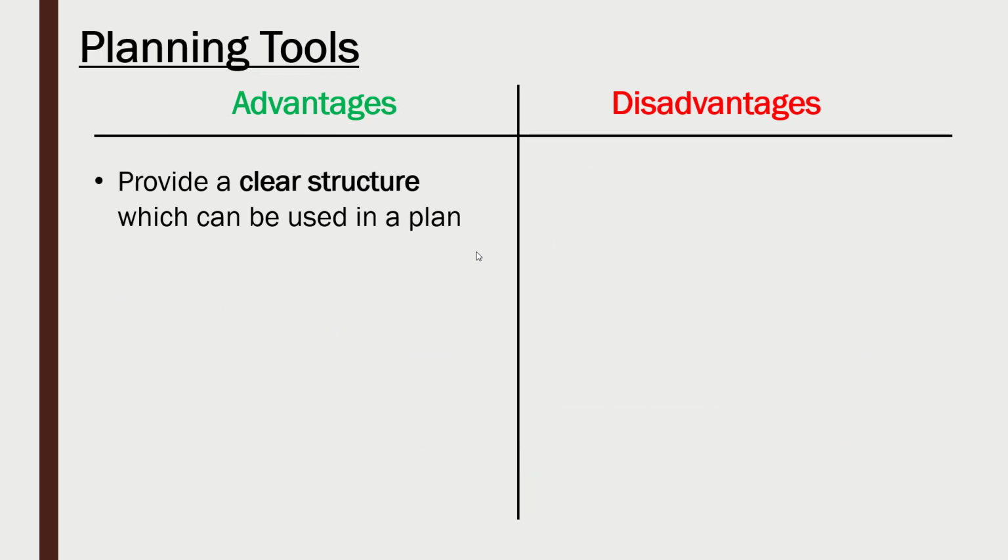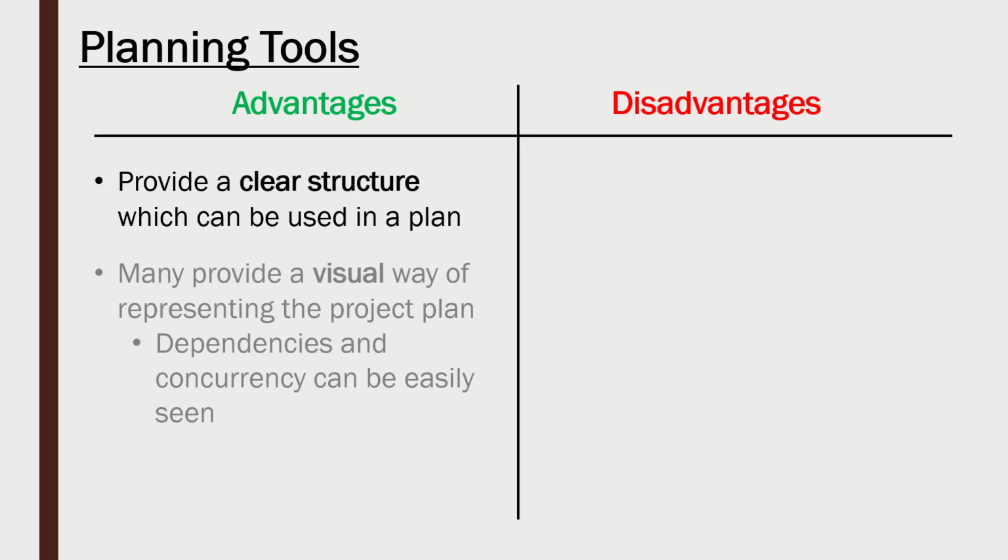So in general terms, using a planning tool provides you with a really clear structure which can be used in a plan, and also a clear structure which allows you to create a design. Having no planning tool, sort of doing it as an improvisation, means you haven't got a clear structure to work from. You might have all of your ideas in your head, but your team might not understand what is going on in your head.